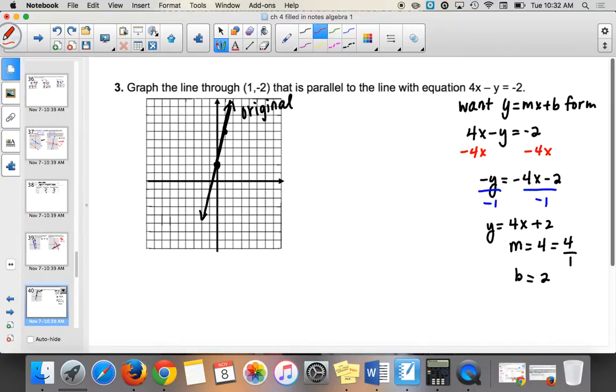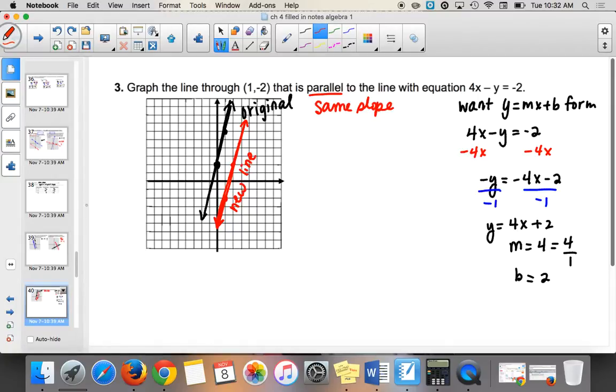And then our new line, we're going to go through 1, -2. So 1, -2 is in the 4th quadrant. Right 1, down 2. And we want to be parallel, so we want the same slope, right? So when it says parallel, same slope. So we're still going to go up 4, right 1. So up 4, 1, 2, 3, 4, right 1. And we draw it in. And they should look parallel in the end. So mine are pretty good. All right, so that's the new line.